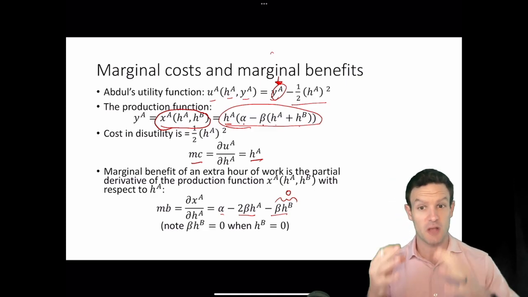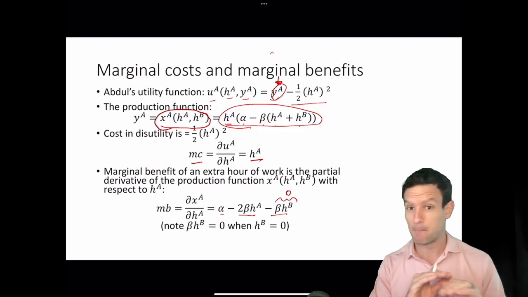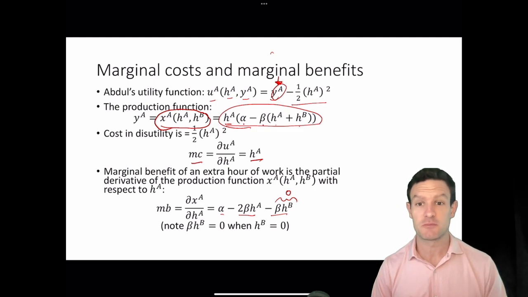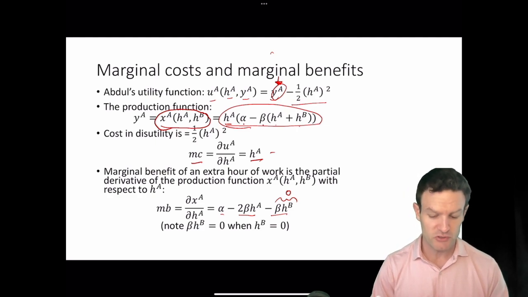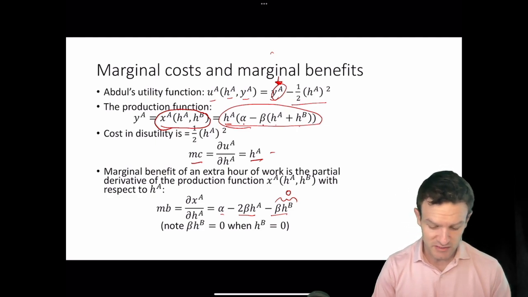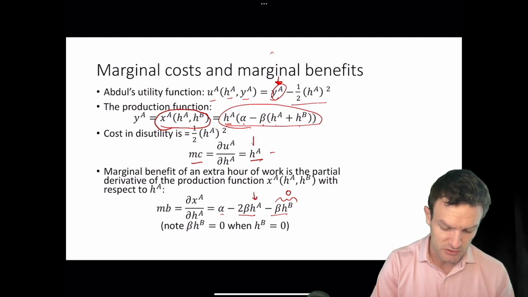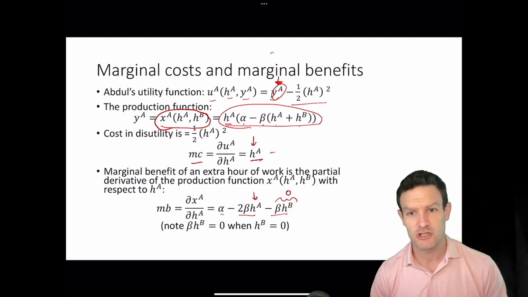Okay, so those are his marginal benefits of fishing when Bridget doesn't fish. And then we also have his marginal costs of fishing, which are equal to simply HA. Now, what we can see there is that HA appears in both of these functions, both in the marginal benefits and in the marginal costs.